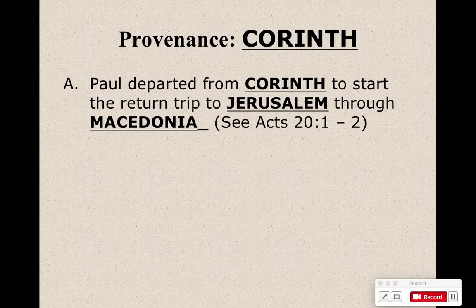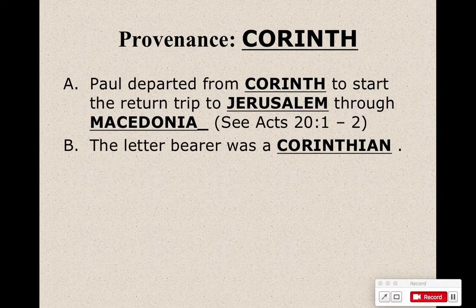He's most likely writing from Corinth right before he sails to Jerusalem, probably around Acts chapter 20. And the letter bearer would probably be from the city of Corinth, because to go from Corinth to Rome was a very short journey.